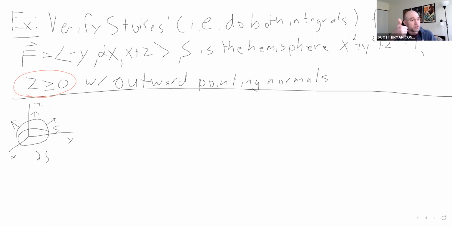Right, if we use the right-hand rule, our thumb's pointing up, and we're going around, looking down, counterclockwise in this direction. Does everyone see that? Okay, we're going to have to roll.